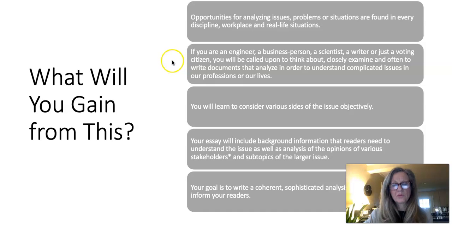So you essentially want to look at all the perspectives on any one of your real life issues, decide what the implications of that are, and make your decision. So you want to try to be as objective as possible. If you're an engineer, a business person, a scientist, in your job, you're going to be called on to examine and often write documents that analyze complex issues. You want to learn to consider various perspectives objectively. That's important, to be objective.